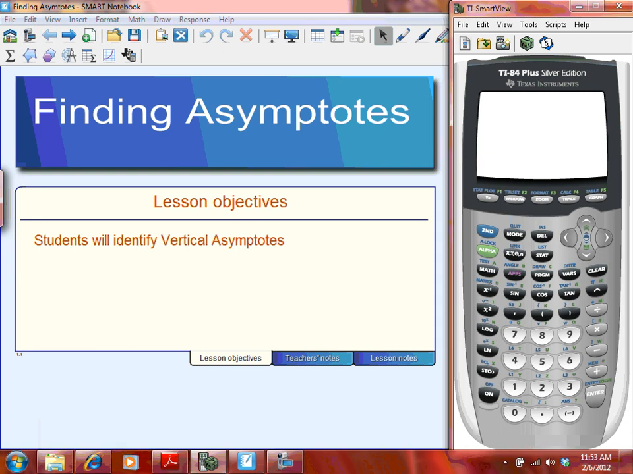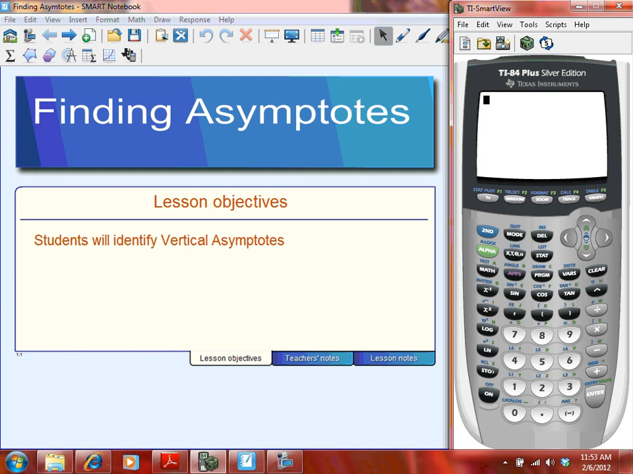All right, today we're going to be looking at finding vertical asymptotes. At this point, we have already discussed what an asymptote is. So I need somebody to refresh my memory. What did we say an asymptote was? Do you remember? A line. Okay, pretty close. It's a line that our graph approaches but doesn't actually touch.